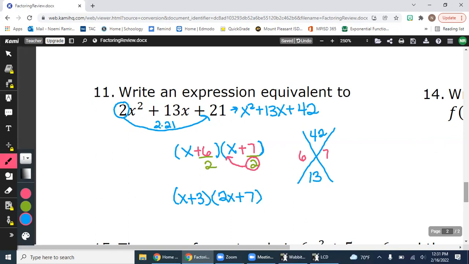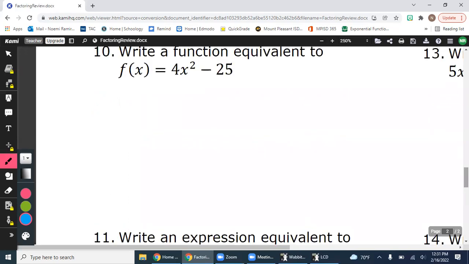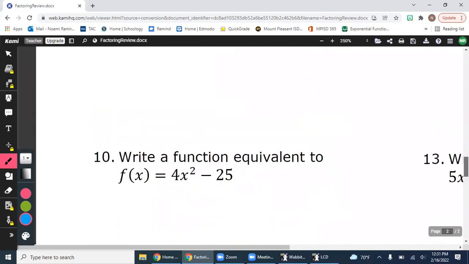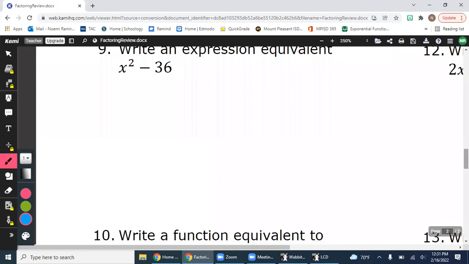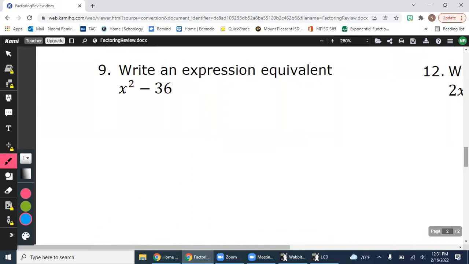Got it? All right, let's go up to number 9. Questions on any of these so far? All right, number 9. How are we able to recognize when we have to use difference of squares? There's a minus sign in the middle of 2 terms, minus sign in the middle of 2 terms.